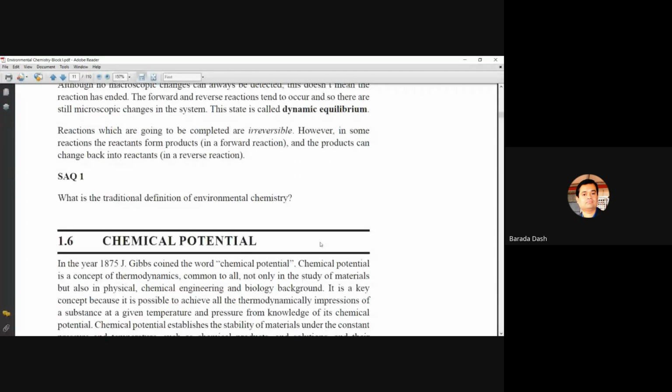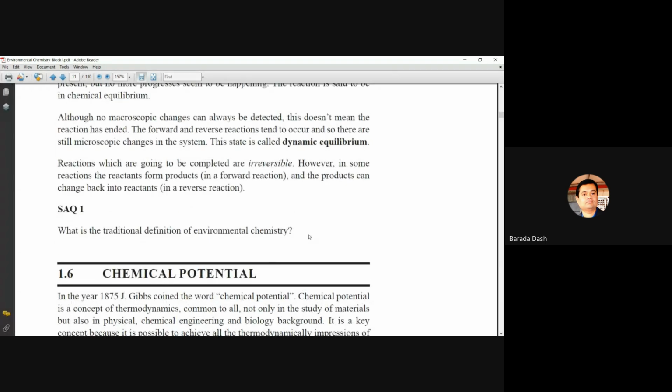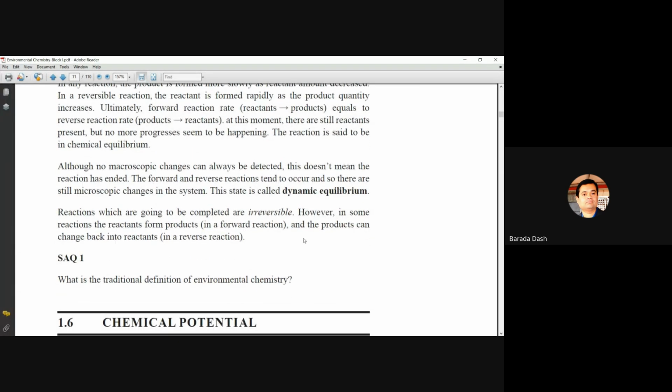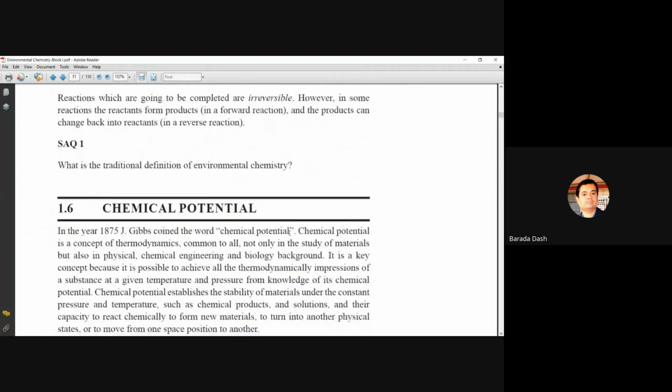Reactions which go to completion are irreversible. That means they will not have a dynamic equilibrium. There will be no forward reaction and backward reaction, only a one way reaction. The reaction starts and ends, and then the product forms. So that is the end of it. These are called irreversible reactions.